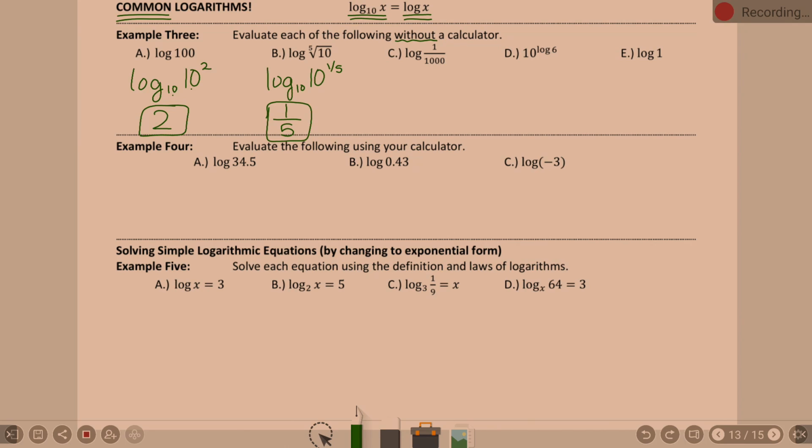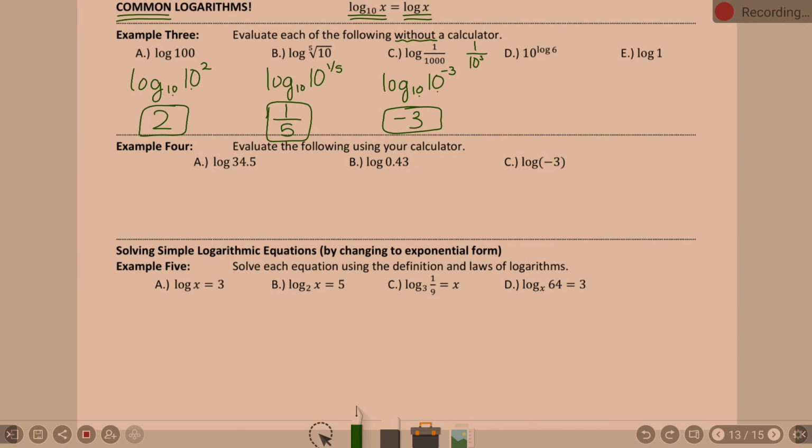Log of 1/1000. Negative 3. Okay, and here's the deal. What do you know about 1,000? 1,000 is 10 to the third, yes? So if I rewrite this, this is log base 10 of 10 to the negative 3, because the negative 3 is taking me out of the denominator. And since the 10s match, this log is equal to the power, which is negative 3.